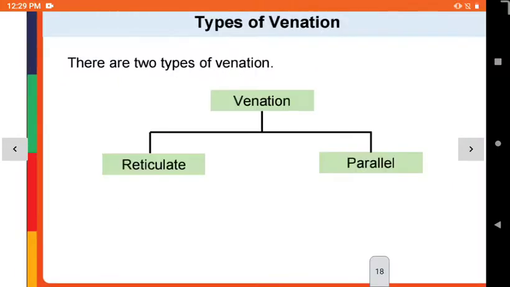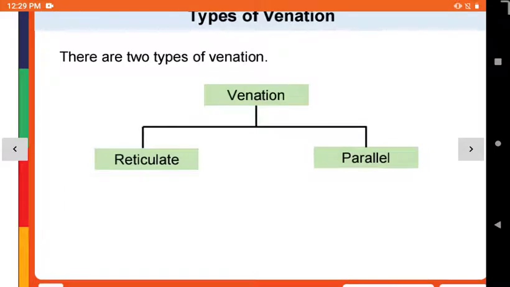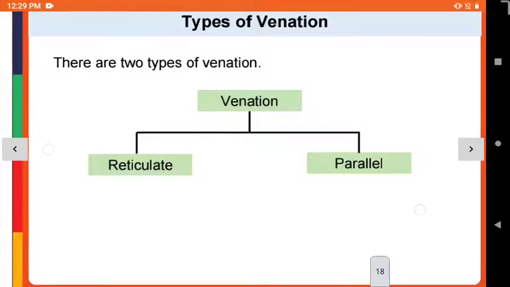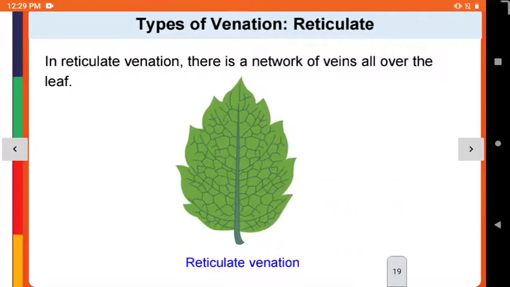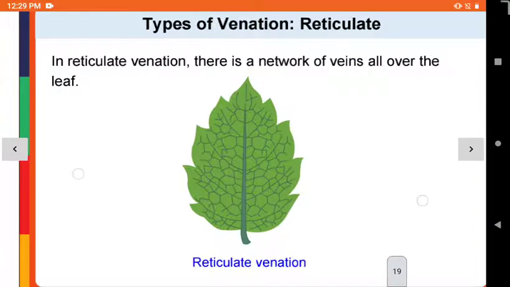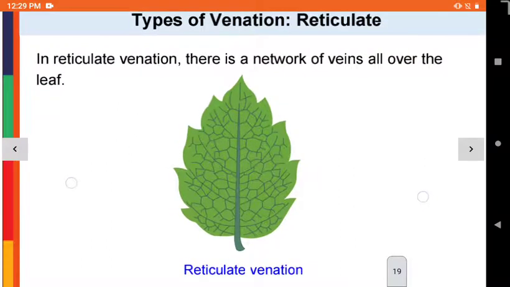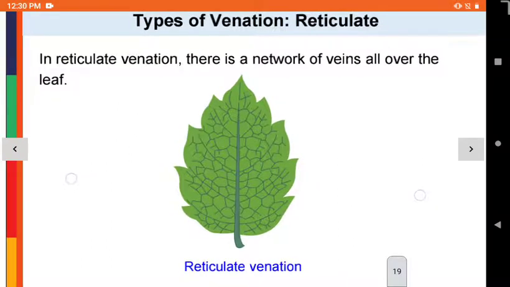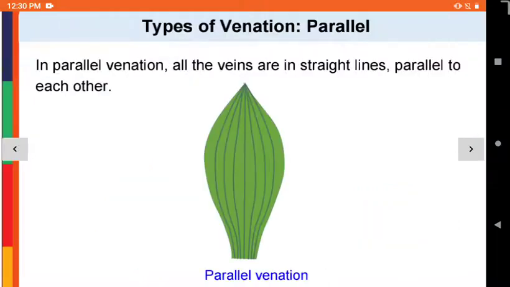Okay. So, there are two types of venation. First is reticulate and second is parallel. Types of venation, reticulate. In reticulate venation, there is a network of veins all over the leaf. You can see here reticulate venation. So there is a network of veins all over the leaf. Reticulate means net-like.